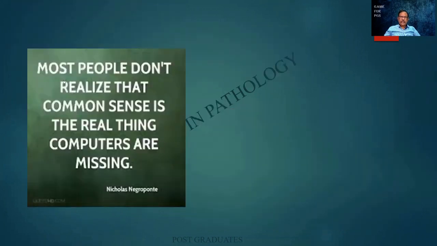A nice quote that I derived regarding common sense again. Most people don't realize that common sense is a real thing that computers are missing.